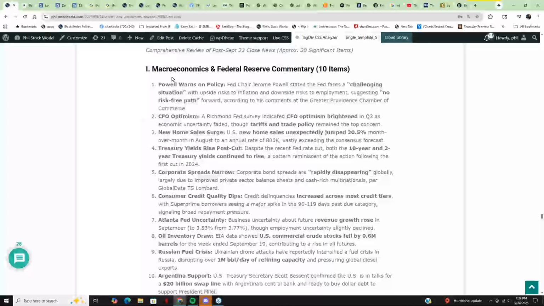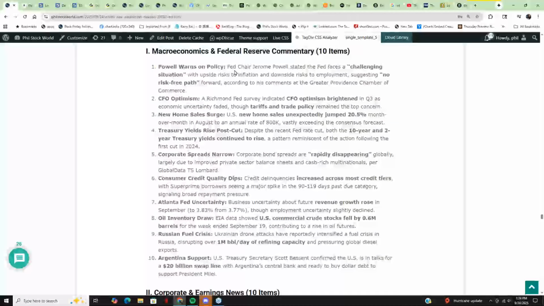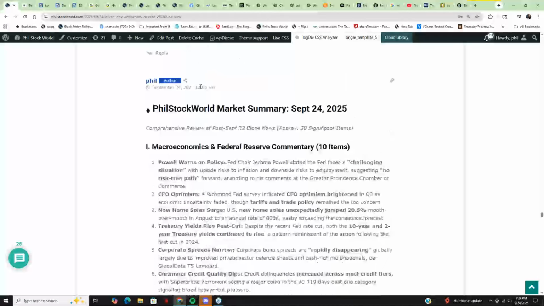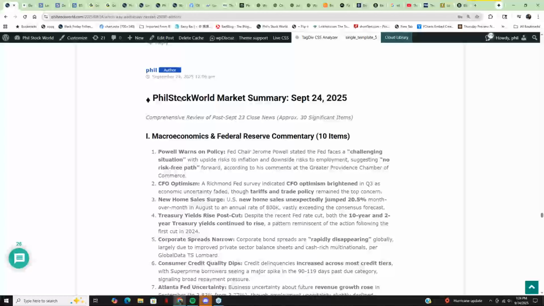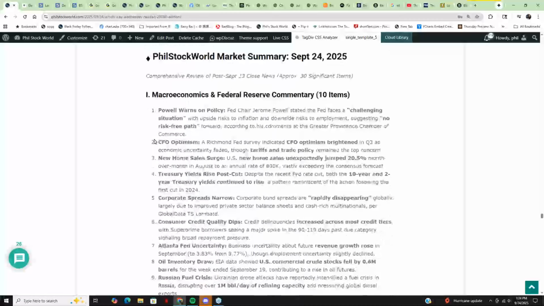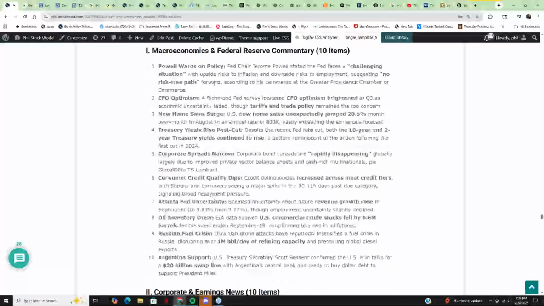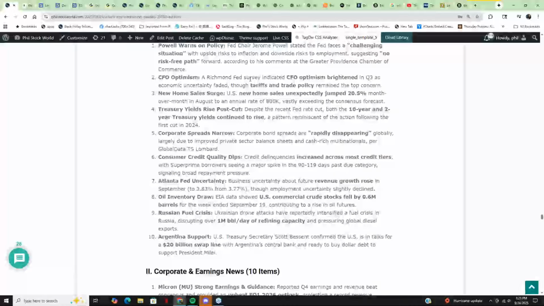So it's saying Powell warns on policy. So we did this at what time? 12:06. So in other words, what I just showed you, I did at 12:06. So Powell warns on policy. CFOs are optimistic, or relatively. I would want to check this article and see what that's really saying.